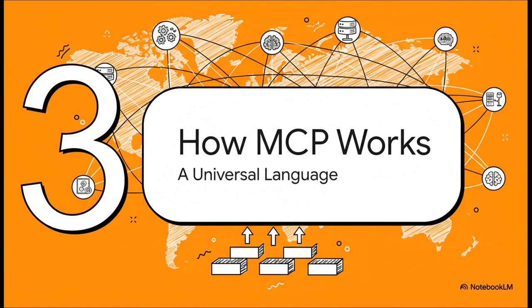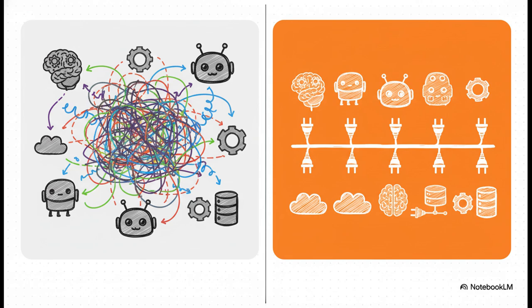So this is where MCP comes in. The whole goal is to be a universal language for AI. And it's not just a minor upgrade, we're talking about a totally different way of thinking about the architecture. So let's actually dig into how it works under the hood. I mean, the difference is just night and day.